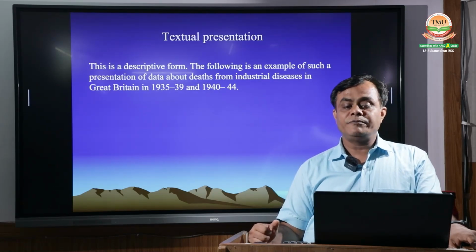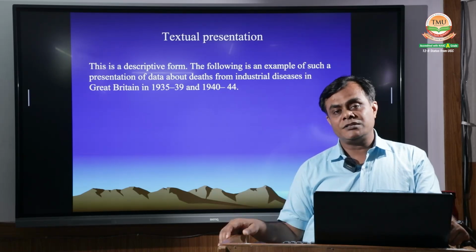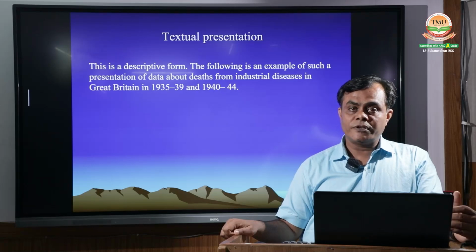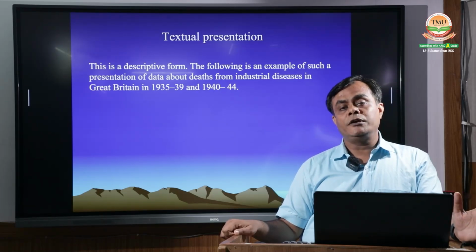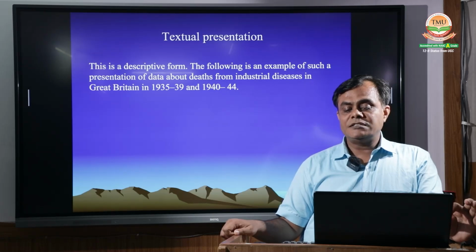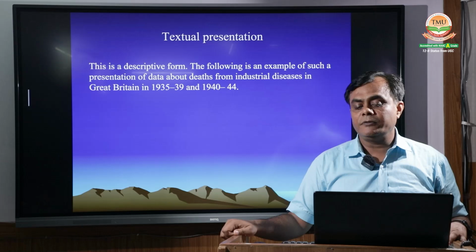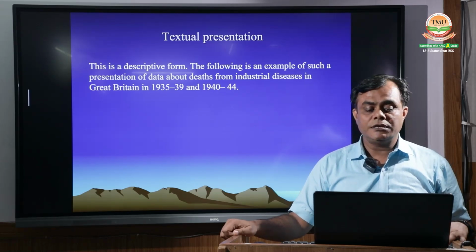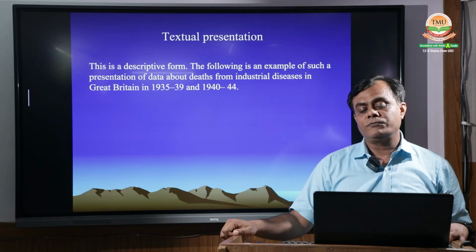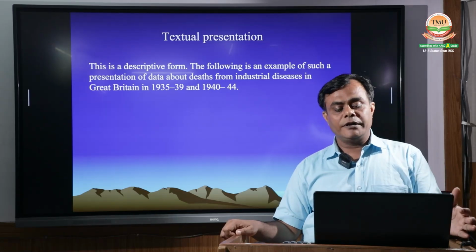This is the descriptive format, where we describe any information in a text format. That is called textual presentation of data, or formulating information in text format. The following is an example of such presentation of data about deaths from individual diseases in Great Britain in 1935 to 39 and 1940 to 44. So there is a time interval.